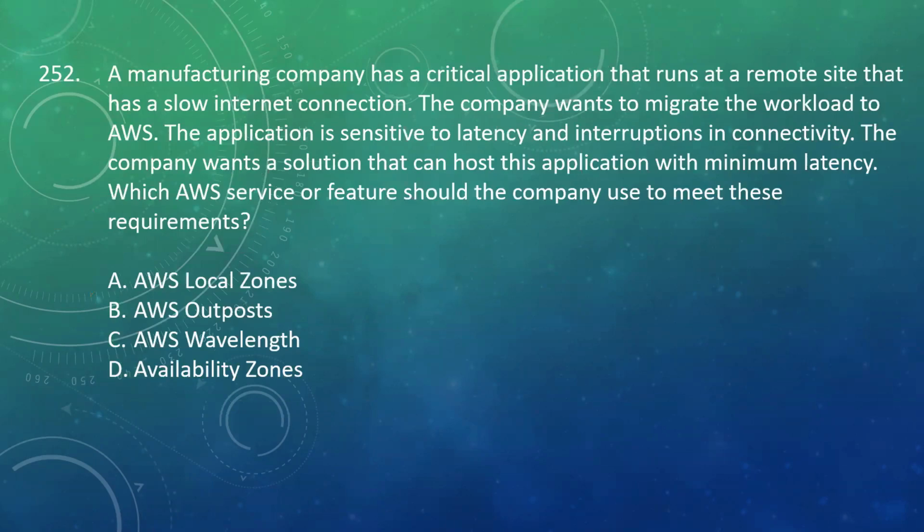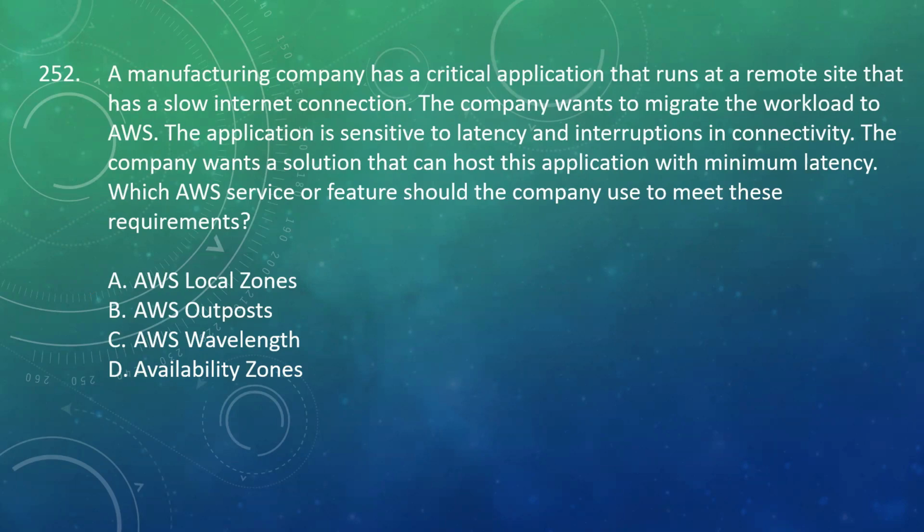Next question. A company has a critical application that runs at a remote site that has a slow internet connection. The company wants to migrate the workload to AWS. The application is sensitive to latency and interruptions in connectivity. The company wants a solution that can host this application with minimum latency. Which AWS service or feature should the company use to meet these requirements? Your options are AWS Local Zones, AWS Outposts, AWS Wavelength, Availability Zones.